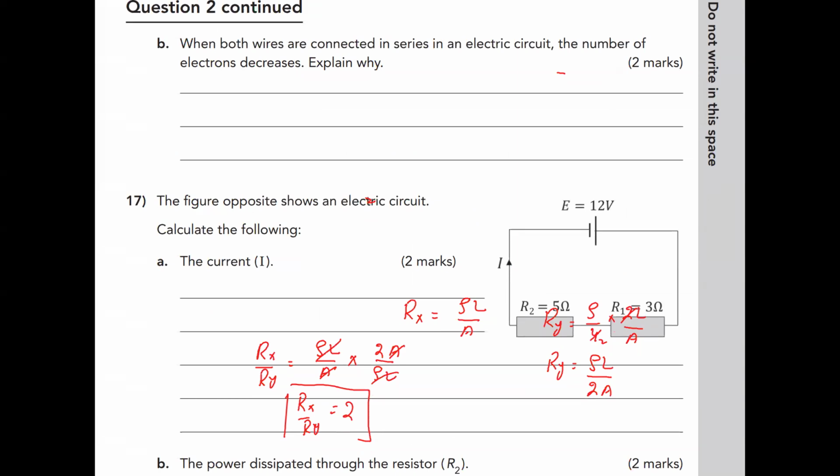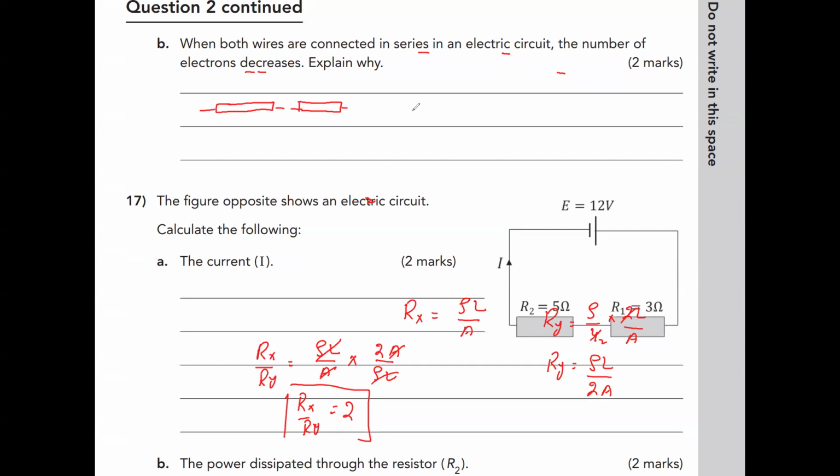Question number 16, part 2. The question here is, when both wires are connected in series in the electric circuit, the number of electrons decreases. Why? So if we have one wire and we have the other wire, and now they are connected in series, the number of electrons, that is the current, decreases.